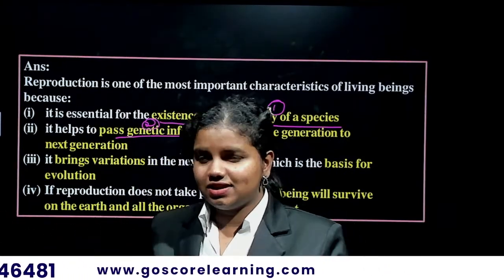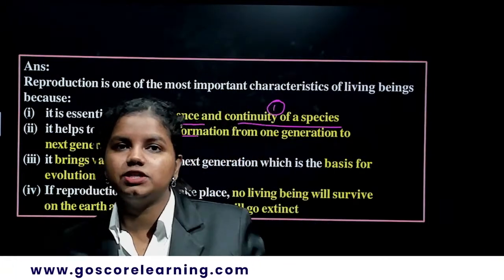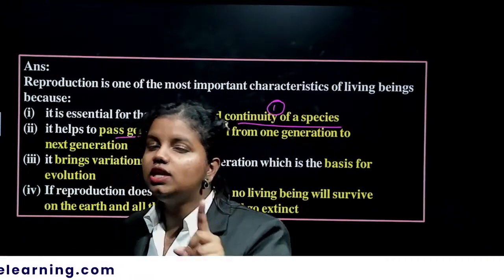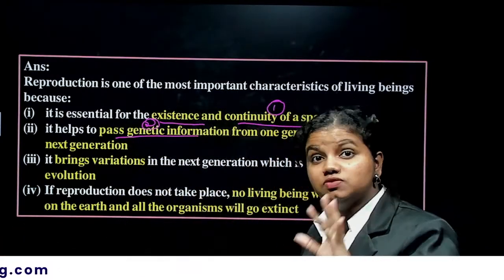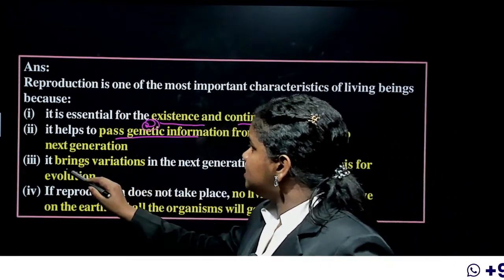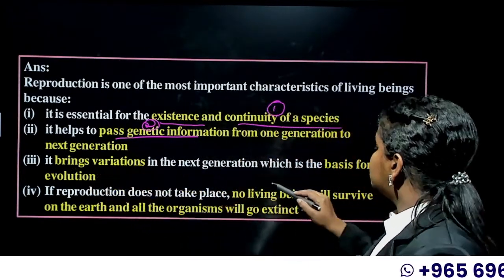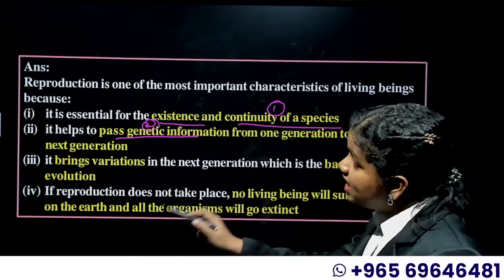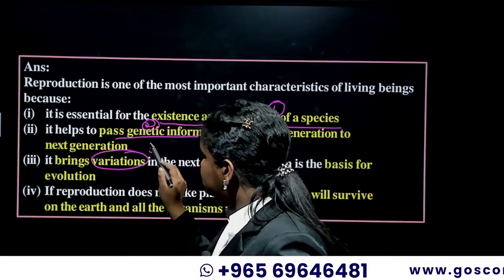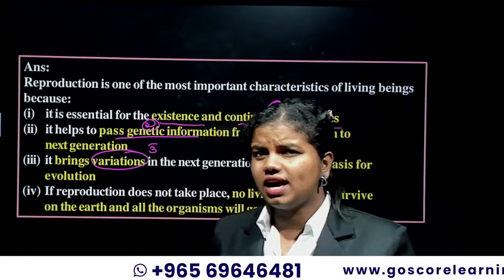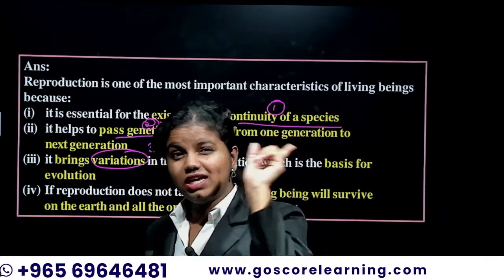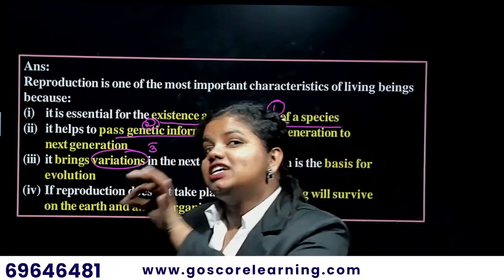So any sort of such genetic information can be transferred from one generation to the next only through the method of reproduction, which is sexual reproduction. And then it brings variation in the next generation, which is the basis of evolution. So variation happens in sexual reproduction. So reproduction can be sexual or asexual, but variation would be possible only through sexual reproduction.